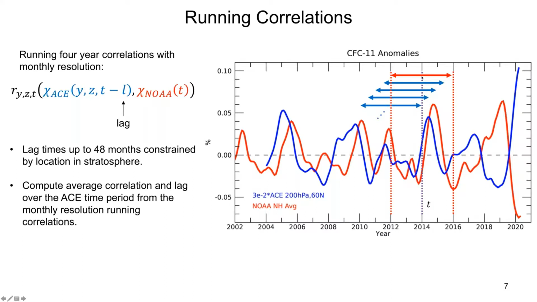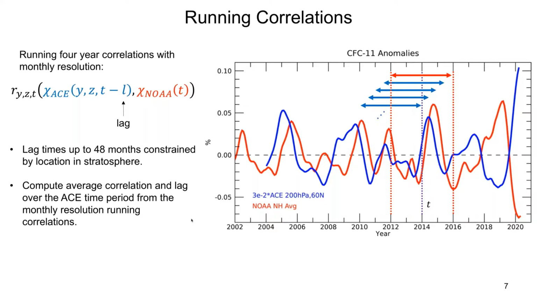This is trying to schematically show how we're taking ACE measurements from earlier and earlier. We go back up to 48 months previous to what's seen at the surface, but it's constrained somewhat by the location in the stratosphere, how far we go back for each place. So we'll come up with a monthly resolution correlation and lag over this whole ACE time period. And what I'm going to show next is just the average of those correlations and lags over this time period.